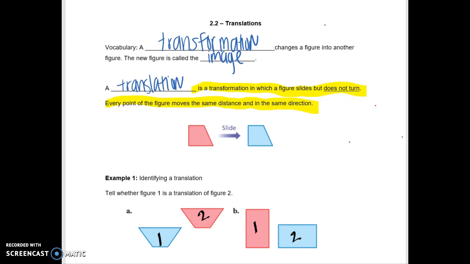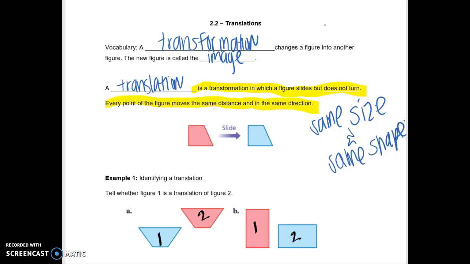So the figure is the same size, it's the same shape. So maybe add that here, same size and same shape. It's just in a different spot, okay?